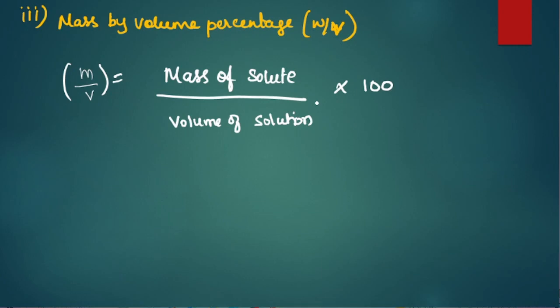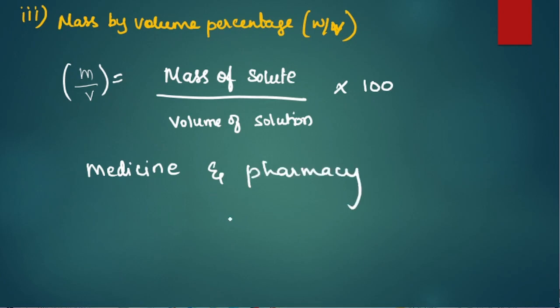Where is this mass by volume percentage used? That means the application where it is used. It is used in medicine and pharmacy. It is the mass of solute that is dissolved in 100 ml of solution. That is called the mass by volume percentage. So it is commonly used in medicine and pharmacy. That is the application of it.